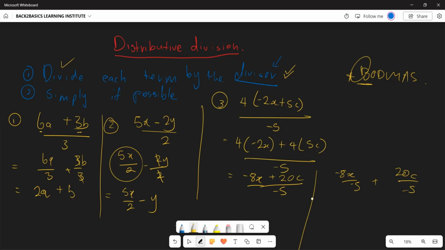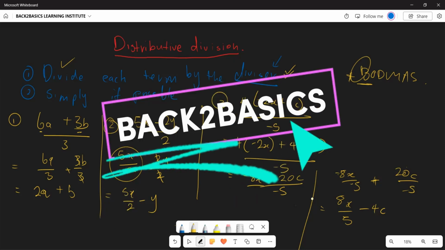And now what is it that you're going to have here? Look, now this is going to be 8 and negative 5. There's nothing that you can do, but negative divided by negative gives you a positive. So this is the same as 8x over 5. Negative divided by negative is going to give us positive. Now here, this positive and this negative is going to result in negative. When you say 20 divided by 5, what is 20 divided by 5? It is going to give you 4. So this is going to be negative 4c altogether. So this is as far as distributive division is concerned. Thank you.